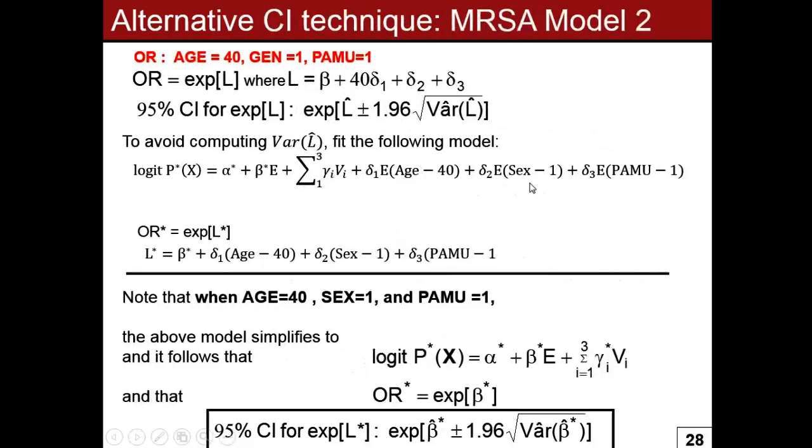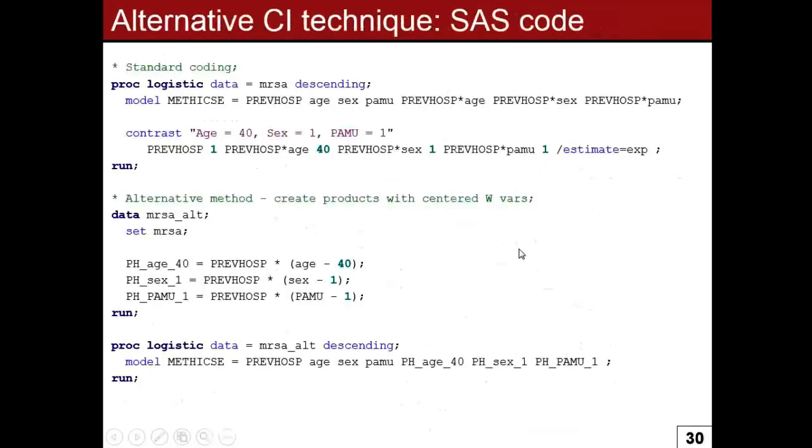So you're defining an alternative model that subtracts all these constants that you care about, and they're all going to go away because when I plug in 40, sex equals 1 and PMU equals 1, these all become zeros and it all goes away. That's the idea. Here's the SAS code for how to do that, which is of course silly because SAS already does it, but this formalizes what I just said.